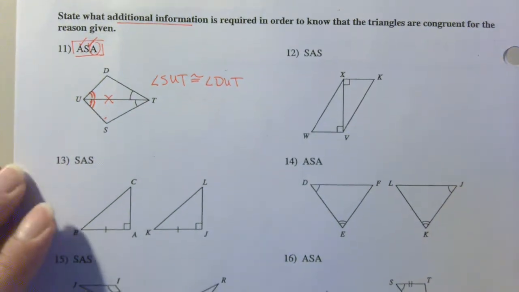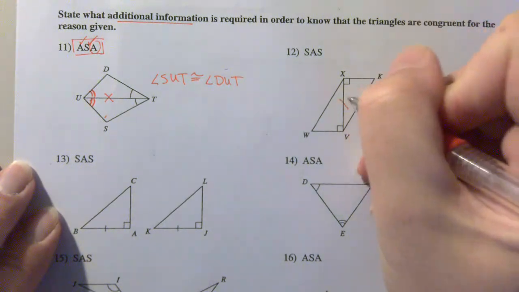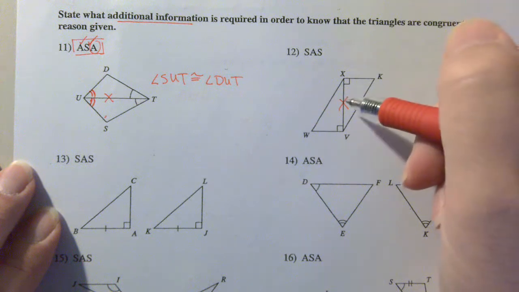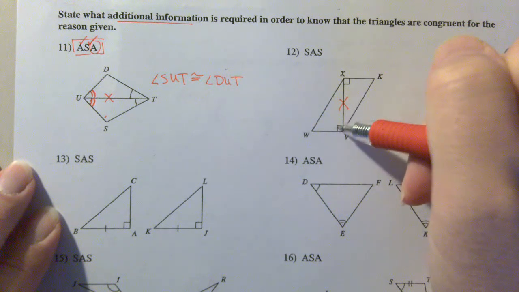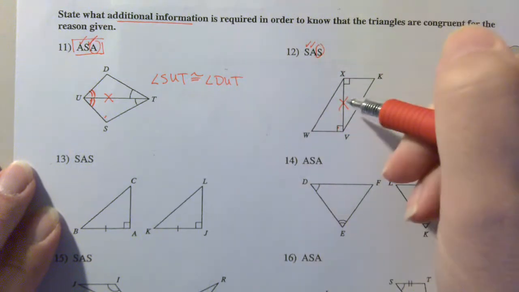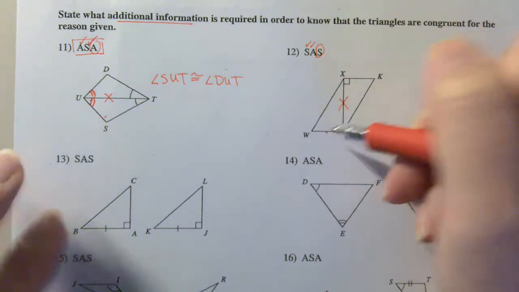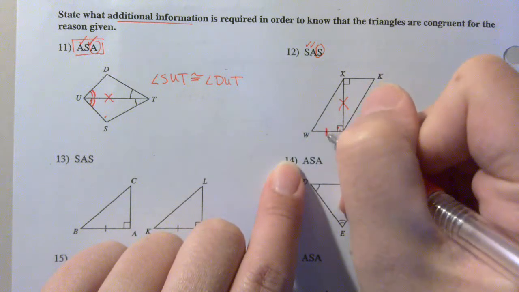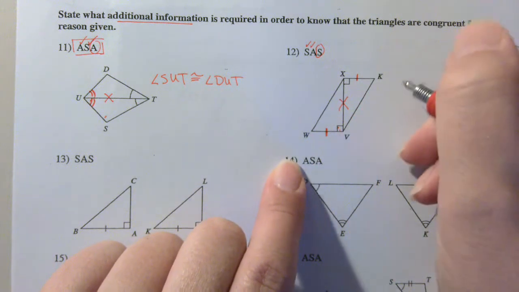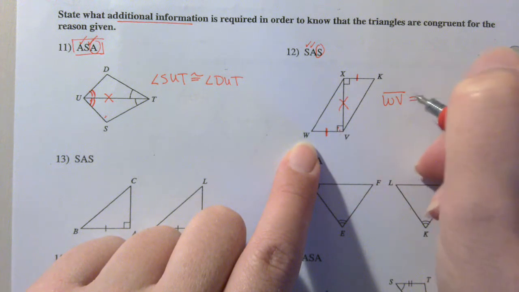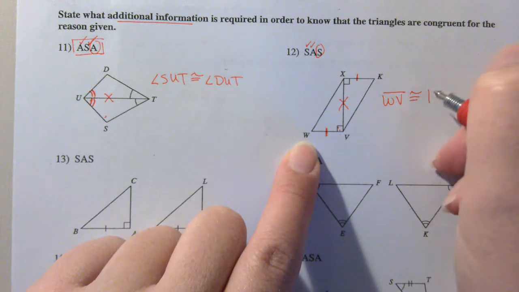Okay, now look at number 12. I'm going to mark that reflexive property. They want me to use SAS. So I have a side, I have an angle, I need another side. Side, angle, it's got to be here, guys. These sides have to have that angle in the middle. So it's got to be that this is congruent to this. So to prove it congruent, I need to show that WV is congruent to XK.